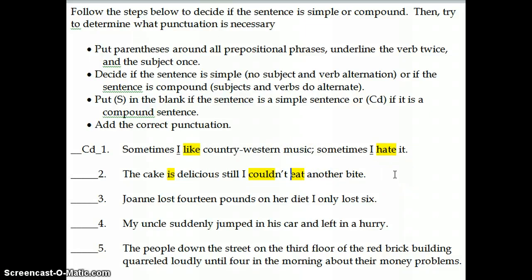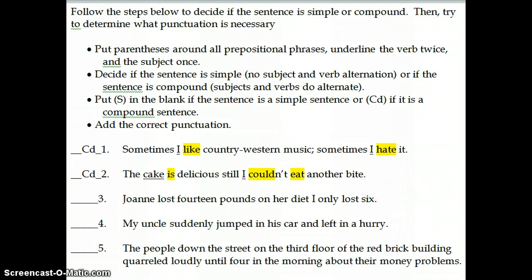So we need to identify the subjects that go with each of those. What is? Well, the cake is. So cake is the subject there. And who couldn't eat? I couldn't eat. So I is the subject of the verb couldn't eat. So we do again have this pattern, subject, verb, subject, verb. So this is another example of a compound sentence.